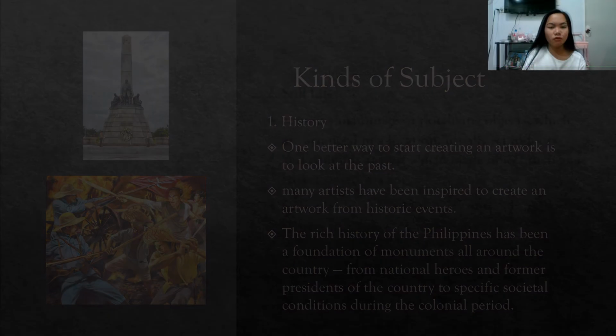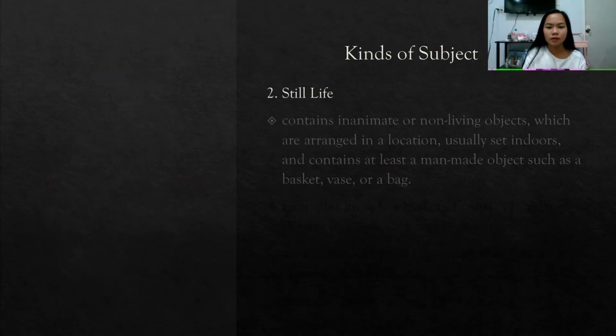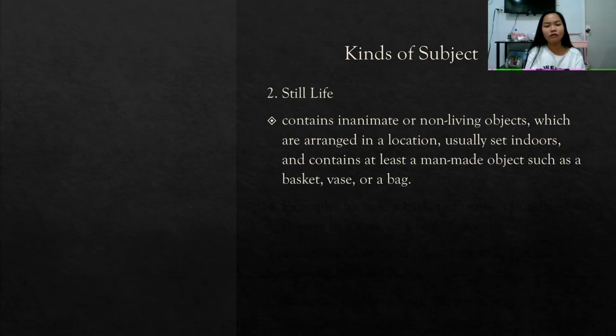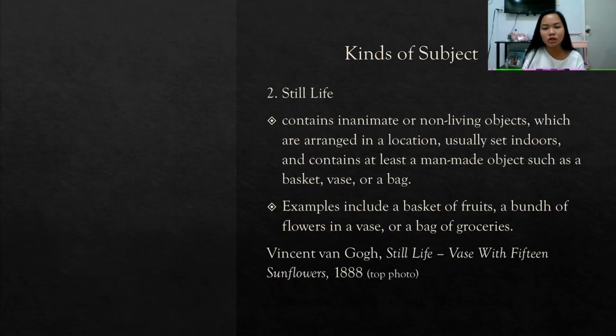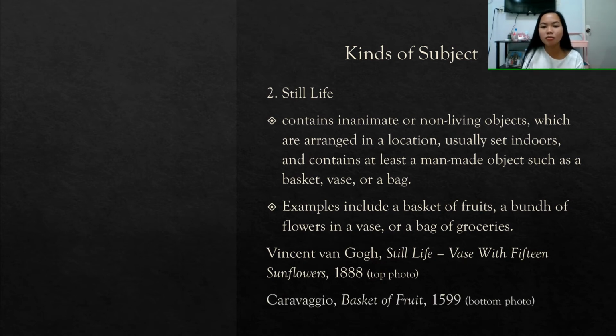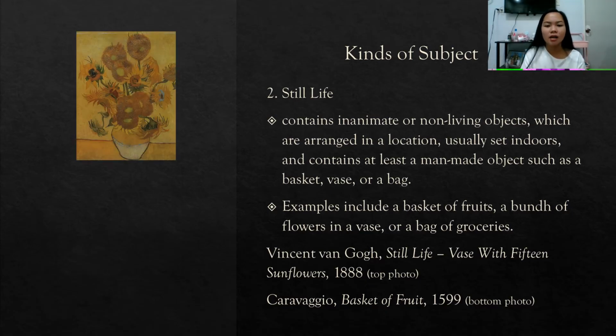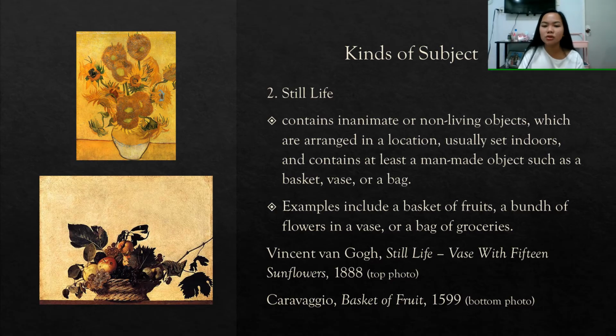So let's move on with still life. Another kind or type of subject is what we call still life. It contains inanimate or non-living objects which are arranged in a location, usually set indoors, and contains at least a man-made object such as a basket, vase, or bag. Examples include a basket of fruits, a bunch of flowers in a vase, or a bag of groceries. So we have here an example at the top.